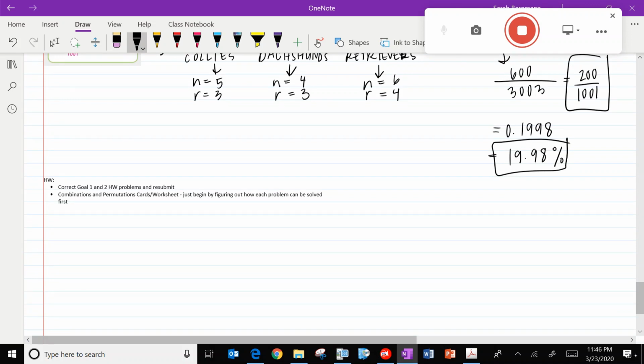Okay, your homework for tonight is to correct your goal 1 and 2 homework problems and resubmit it. So if you got it right, just put a check mark on it. If not, follow through the video again. Make sure you have the correct answers written down. Take a picture, resubmit. Next, what I want you to do are your combination and permutation cards worksheet. Look in your email for directions on what you're doing here.